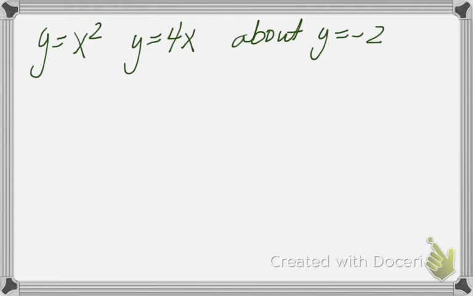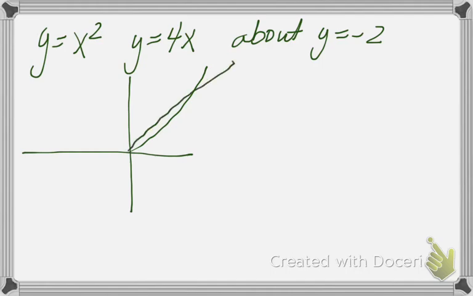Okay, so this is question number 1. We have two functions and we're revolving around y equals -2. So the first thing we're going to do is graph this, and I graphed it by making a table. The y equals x squared is going to look like this, and the y equals 4x is going to look like this, and we're looking for this piece in here. So the 4x is the one on top, this is the one on the bottom.